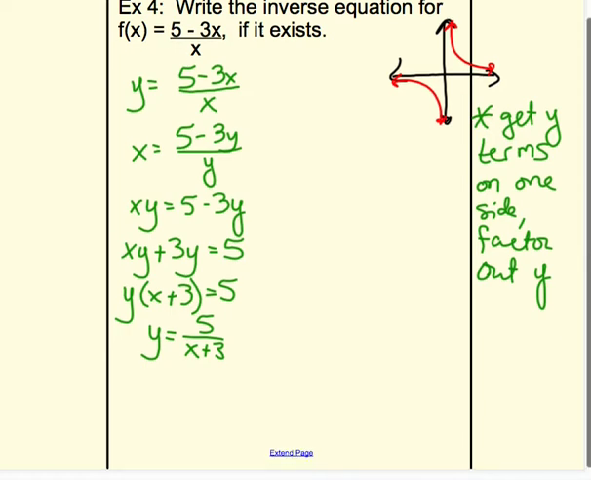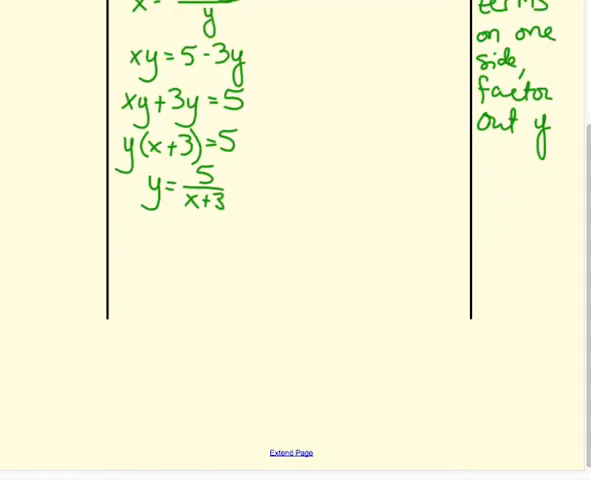And then my last step was to replace that y with the function notation, if it's a function. But we talked about that our original equation does pass the horizontal line test. So this is a function. It's another hyperbola function with a vertical stretch by 5, shifted left 3 if you recognize the transformation.